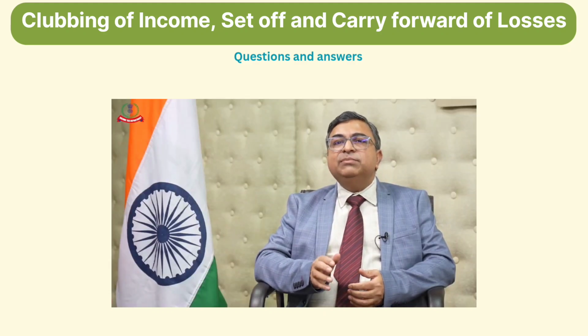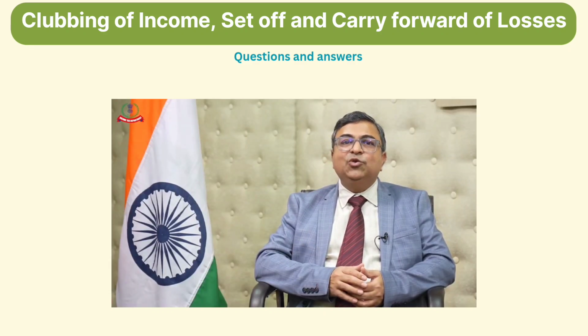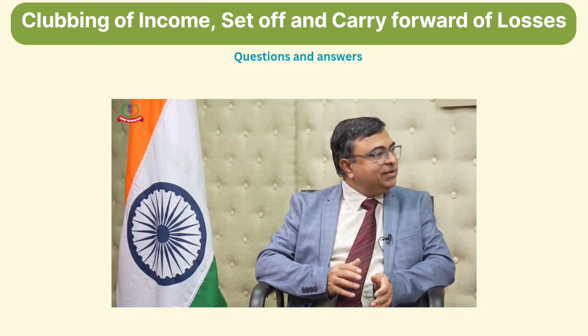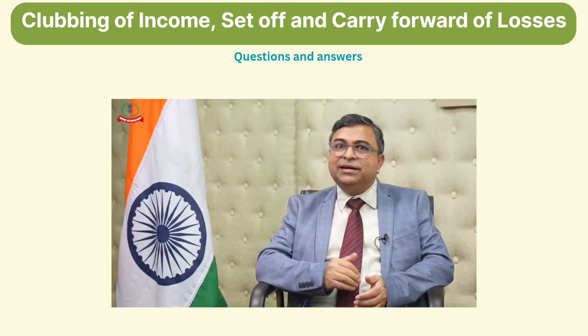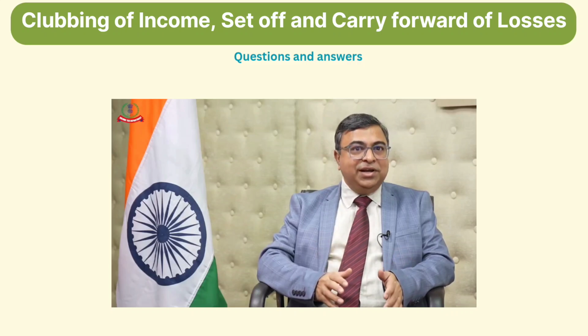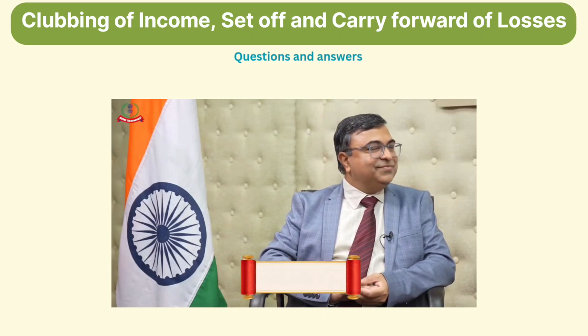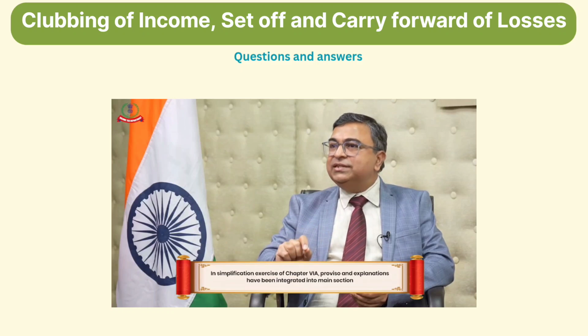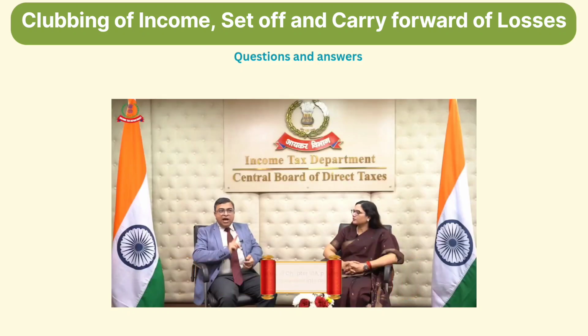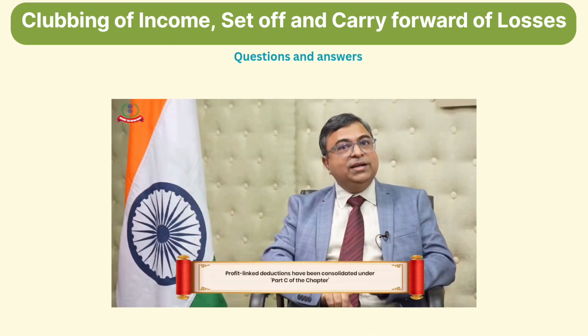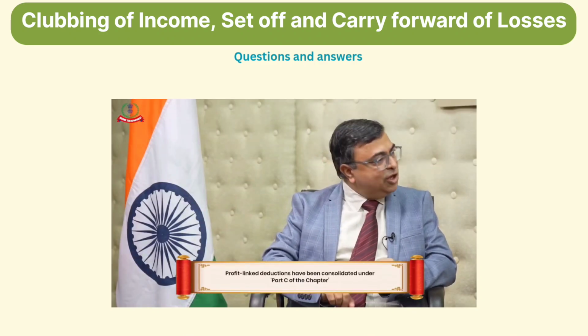Chapter 6A deals with permissible deductions from gross total income to arrive at taxable total income of a taxpayer. Such deductions have been instrumental in directing economic activities towards priority sectors and identified territorial areas in the country and have been propelling economic growth. In simplification exercise of Chapter 6A, proviso and explanations have been integrated into main section. Large and complex sections like section 80C, which is much sought after by individual taxpayers, has been transformed into an easily readable Schedule 15. Profit-linked deductions have been consolidated under Part C of the chapter.